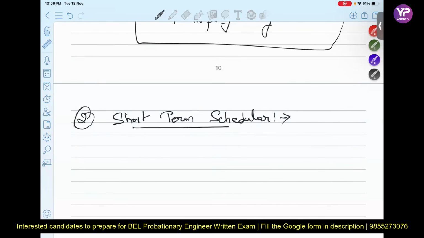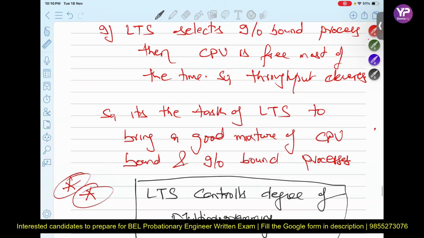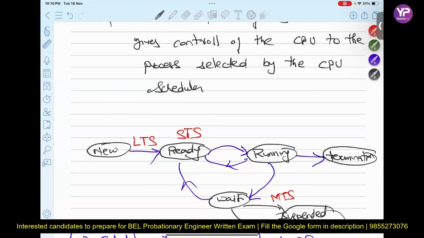Now, what is the short-term scheduler? It decides which ready process will get the CPU next. It means it's the task of the short-term scheduler to select. We have many processes.